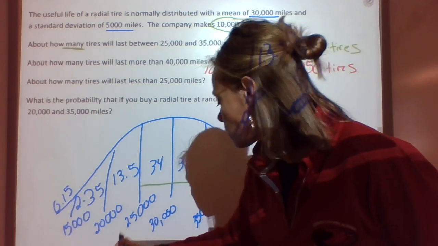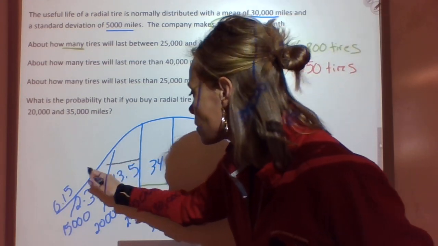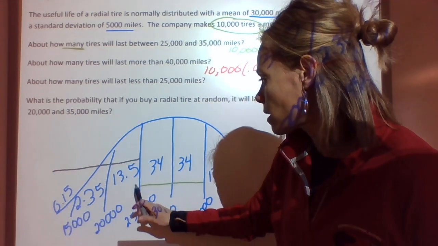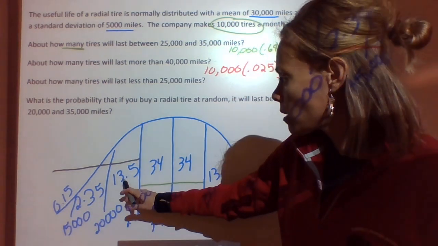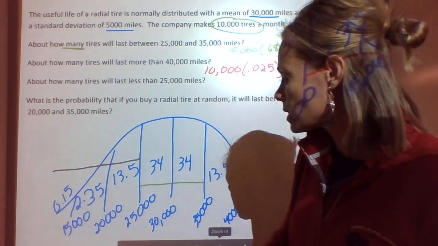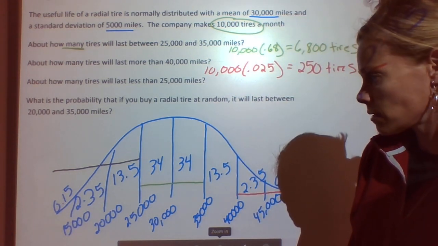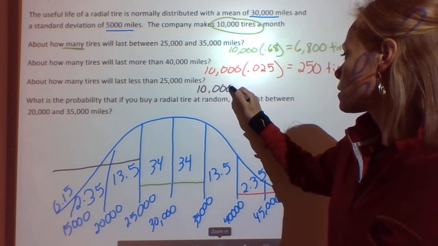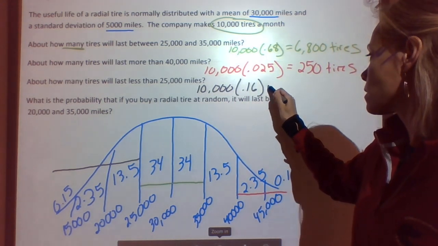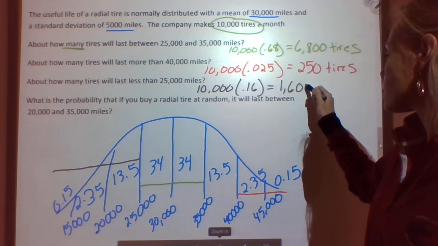How many tires will last less than 25,000 miles? So less than 25,000 miles would be here, and then anything less than that, so I add up those three. So that would be 13, 14, 15, 16%. So 10,000 times 16% would be 1,600 tires.